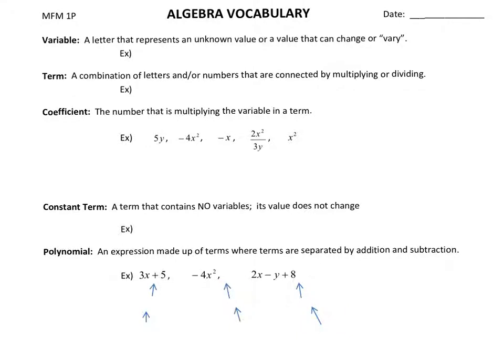Today we're reviewing, or for some of you maybe learning, some algebra vocabulary. So the first term or word that we're going to learn about is the word variable. And variable in math is just a letter that represents an unknown value or a value that can change or vary. And in our last unit, we were working with lots of variables.